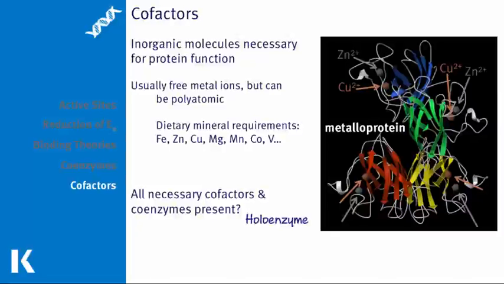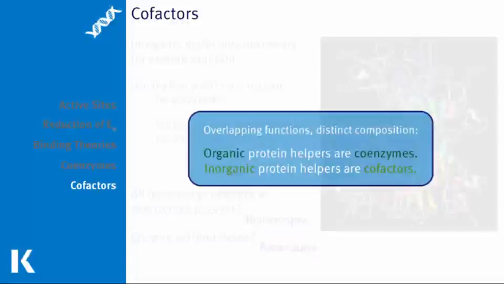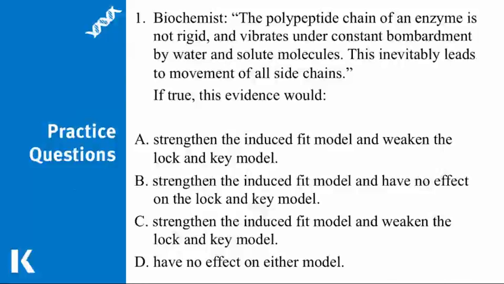This means the enzyme is whole and complete so it can work. If the enzyme doesn't have all the extra stuff it needs, it's an apoenzyme, and it can't get its job done. Their function is basically the same, but on test day it's important to remember that organic helpers are called coenzymes, while inorganic metal helpers are cofactors. Now you can check out how you're doing with regards to the learning goals.